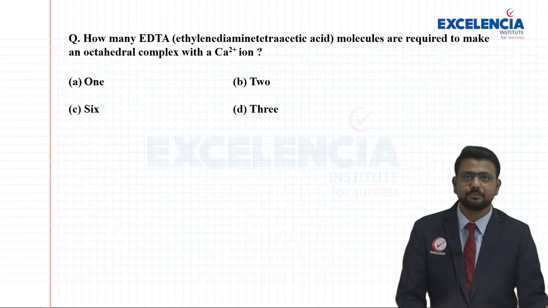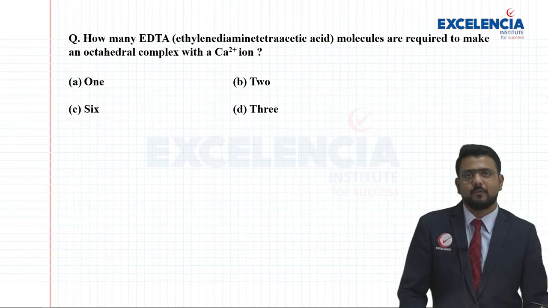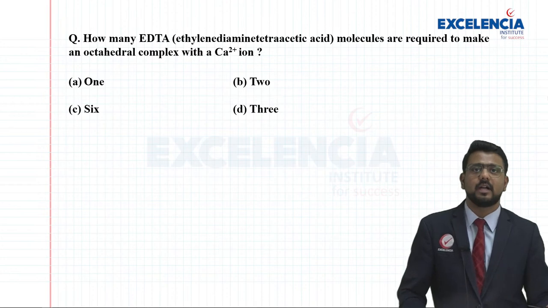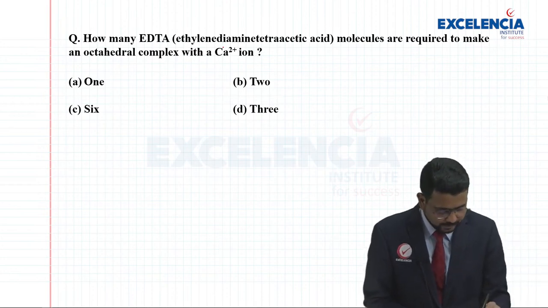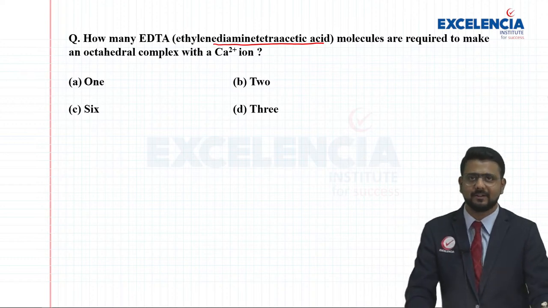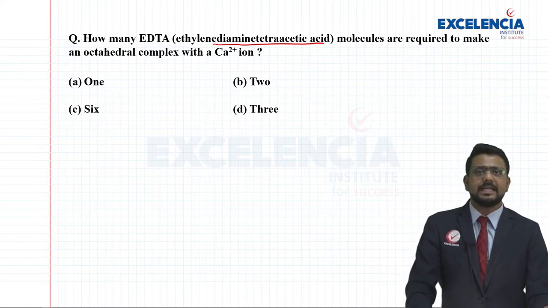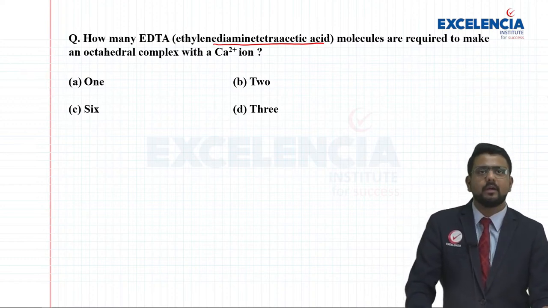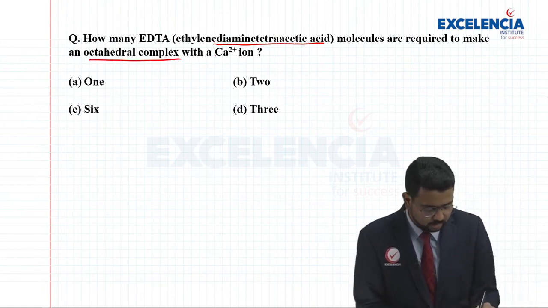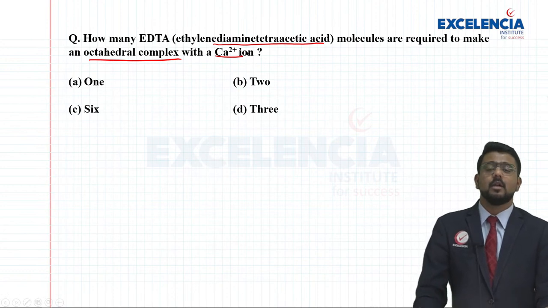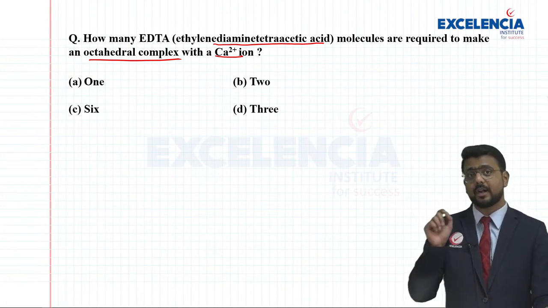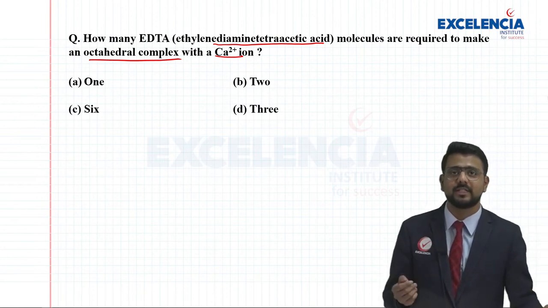How many EDTA? Now we know that EDTA is nothing but ethylene diamine tetraacetic acid. Or we can also say it is ethylene diamine tetraacetate, which is obviously acting as a ligand. So how many EDTA molecules are required to make an octahedral complex with the ions, right? Now here they are asking how many EDTA molecules will be required for octahedral complex. So 1, 2, 6 or 3.